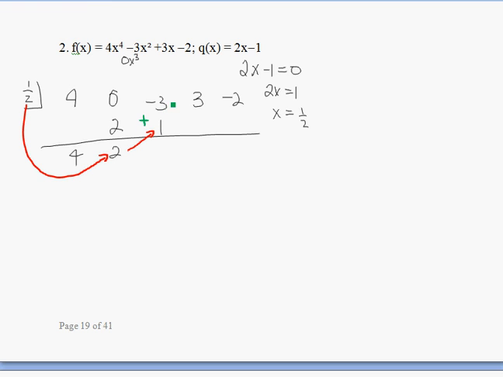I add these two terms and write the result below it. So in this case, I get -2. I then multiply the half times the negative 2, write the result right there, and that is equal to negative 1. I add these two terms and write the result below it, so 3 minus 1 is equal to 2.